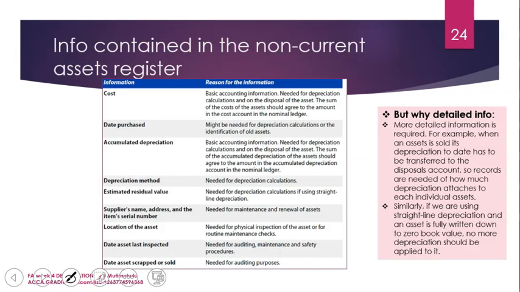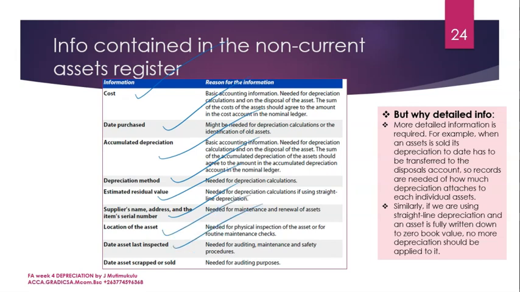So what is the information contained in the non-current asset register? We have the information concerning the cost of the asset, the date the asset was purchased, accumulated depreciation to date, and the depreciation method being used. Then the estimated residual value, the supplier's name, address, and the item serial number, location of the asset, date the asset was last inspected, and date the asset was scrapped or sold.